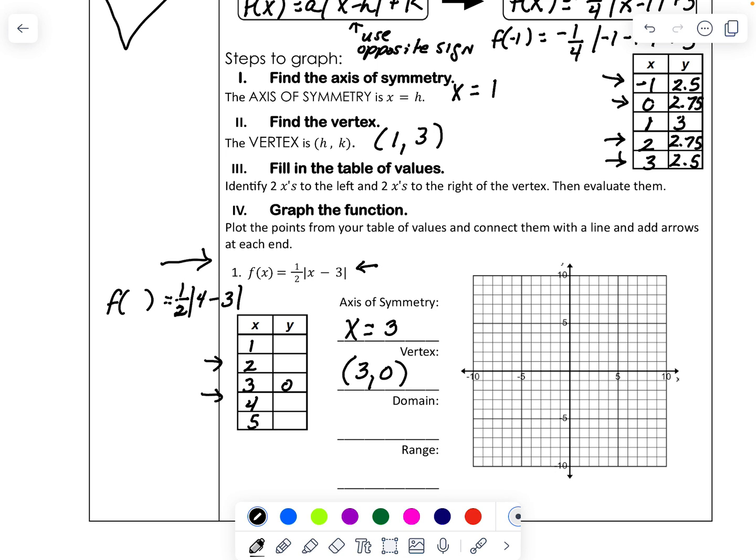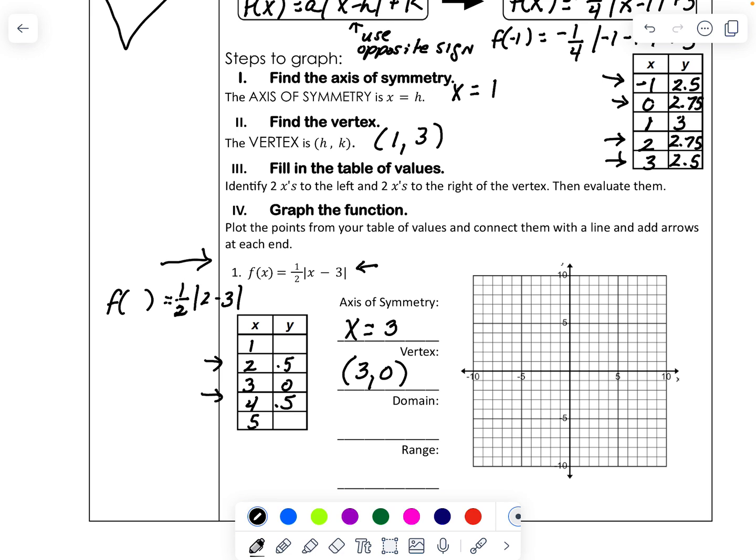Okay, so 4 minus 3 is 1, absolute value of 1 times 1/2. I'm going to end up with 0.5, and I should, when I put in the 2, get the same thing. So 2 minus 3, -1, but the absolute value of -1 is 1 times 0.5. I do, in fact, end up with 0.5. Okay? See how that works?